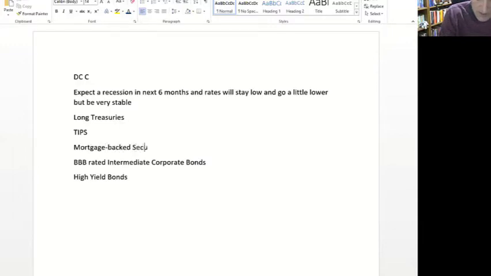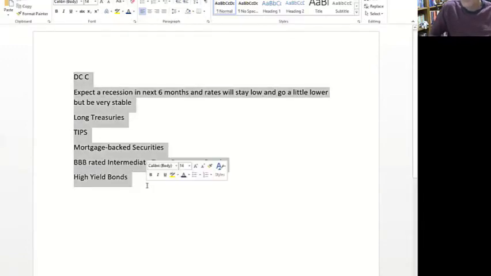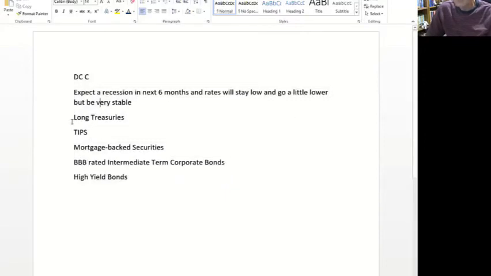Mortgage-backed securities. All right, so you have 4 things to choose from. Long treasuries, TIPS, that's inflation-linked treasuries, mortgage-backed securities, triple B bonds that are intermediate term, and high-yield bonds. So get all those down in your notes. And just email me sometime by midnight tomorrow. What would you say to overweight, and which of these do you like in this environment, and which one would you not want to do in these environments?